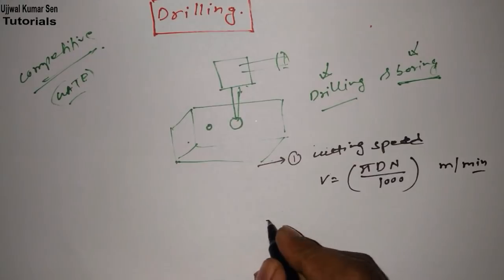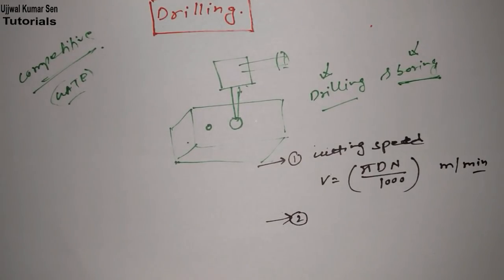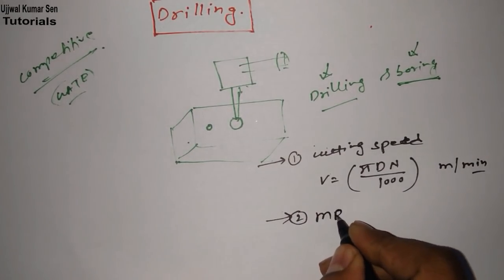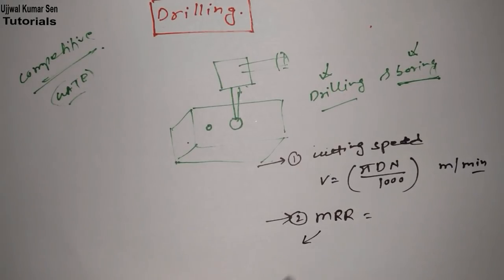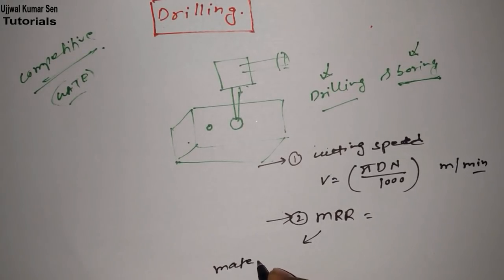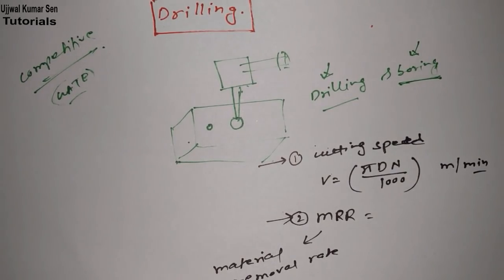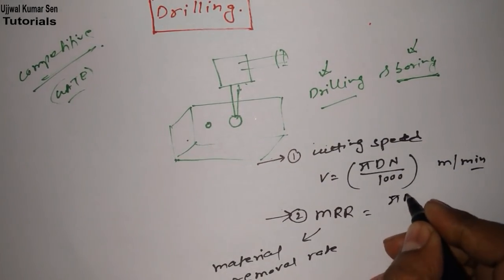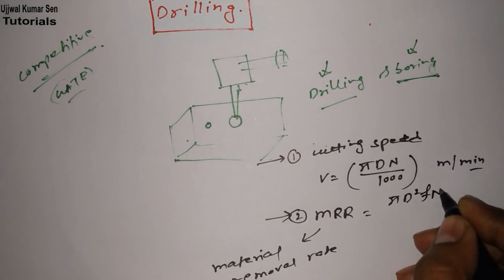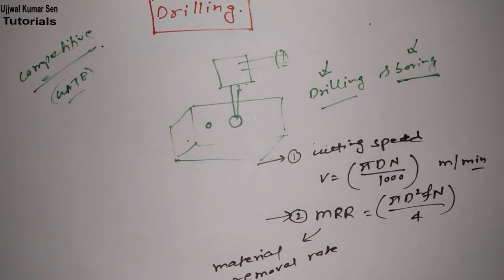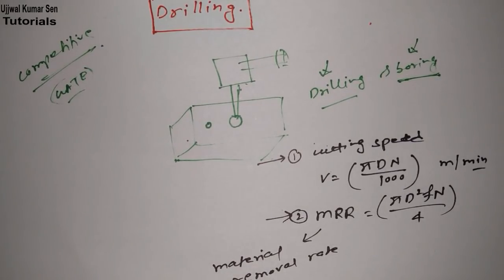Okay, the second formula is MRR. This is material removal rate. MRR is material removal rate. Its formula is pi d square fN by 4. Okay, so what is f? F is feed, N is revolution per minute, and d is the diameter, right? Diameter of the hole, you can say.